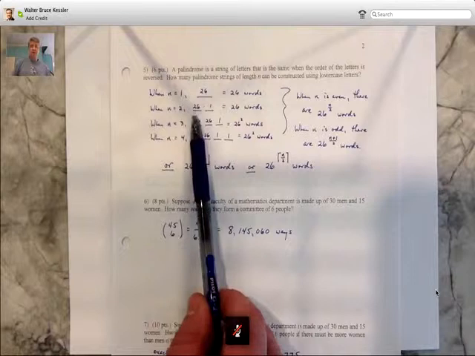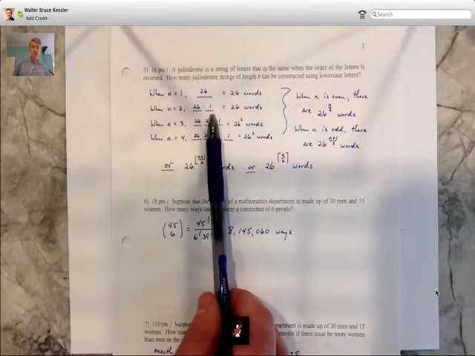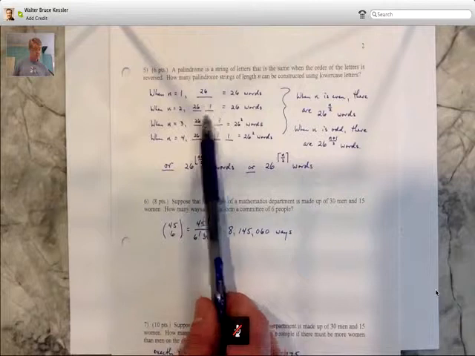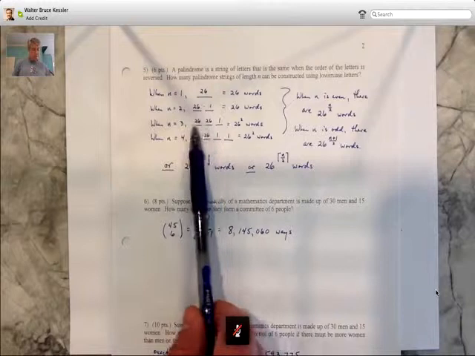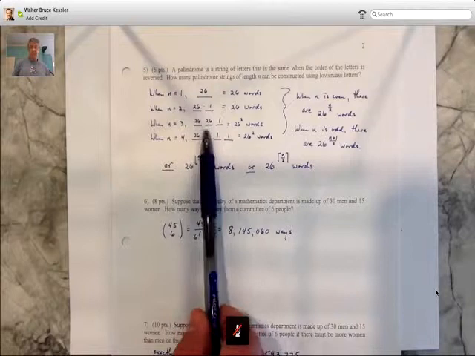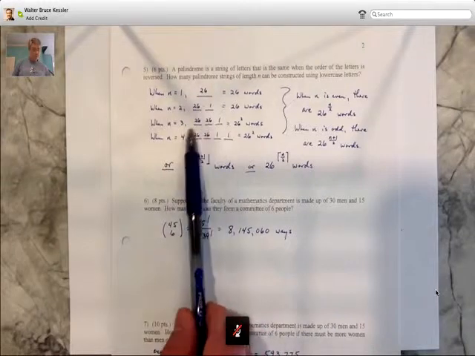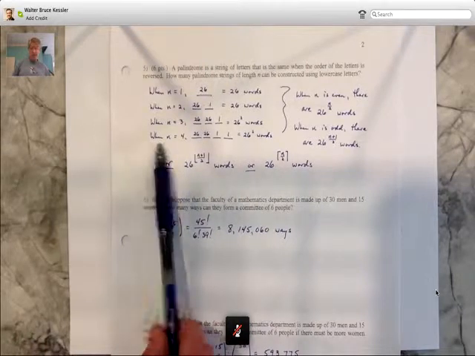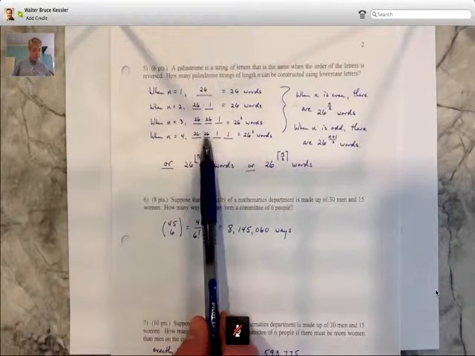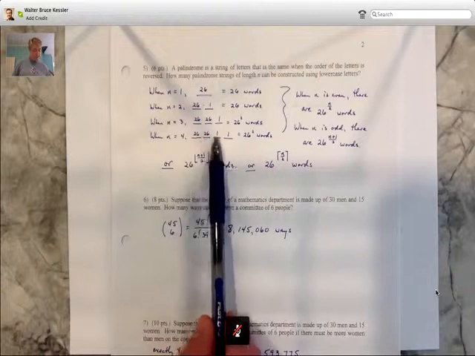When n is 2, you still have 26 because you get to pick a letter on one side, but then that fixes the letter on the other side. So it's still 26. When n is 3, you get to choose maybe the first one and the middle one, but then this one is chosen by that one. So it's 26 squared. And also when n is 4, you've got 26 times 26, but then this one has to be the same as that one.